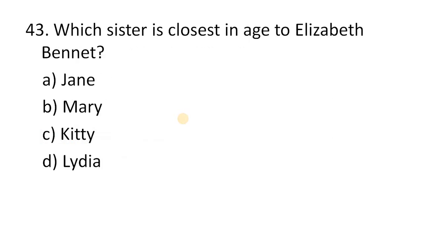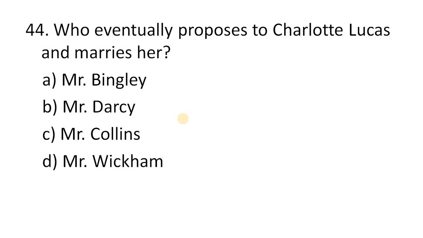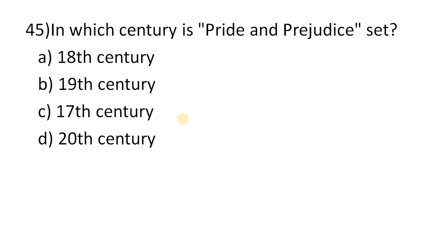43. Which sister is closest in age to Elizabeth Bennet? Jane, Mary, Kitty, and Lydia. So the correct answer will be option C, Kitty. 44. Who eventually proposes to Charlotte Lucas and marries her? Mr. Bingley, Mr. Darcy, Mr. Collins, and Mr. Wickham. So the correct answer will be Mr. Collins. 45. In which century is Pride and Prejudice set? 18th century, 19th century, 17th century, and 20th century. So the correct option will be option B, 19th century.